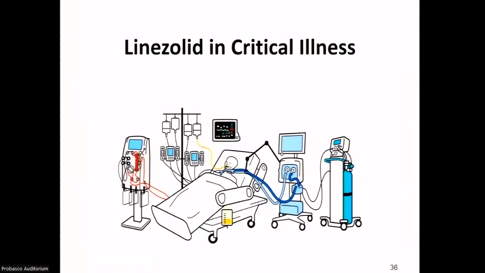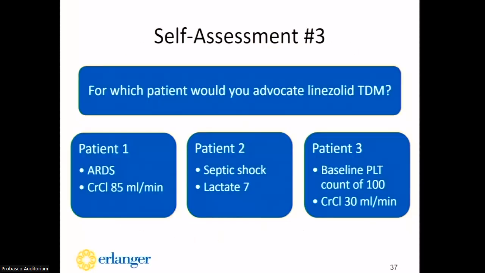So the last big section that we'll talk about today is linezolid use in critical illness. And that brings us to our next self-assessment. And the question is, for which patient would you advocate linezolid therapeutic drug monitoring for? Patient 1 with ARDS and a creatinine clearance of 85. Patient 2 with septic shock and a lactate of 7. Patient 3 with a baseline platelet count of 100 and a creatinine clearance of 30. So again, just kind of hold on to it and we'll reassess once we get to the end of this section.